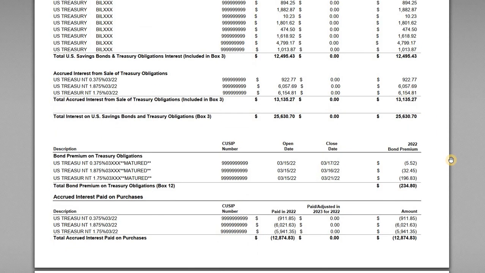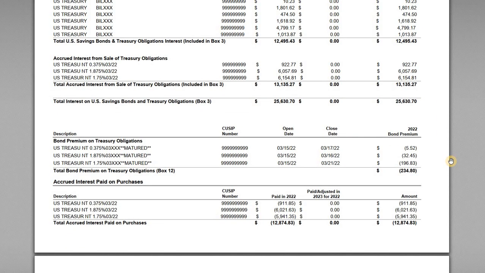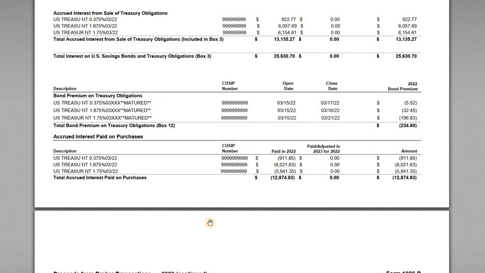Now, what about the adjustment? So the adjustment here is the interest paid on the purchases. And again, this is not reported on the 1099 INT. This has to be separately tracked either by you or the broker will do this for you. And it's normally buried pretty deep in the consolidated 1099, so it's very important that you read the whole thing. So the accrued interest paid on the purchases were these amounts.